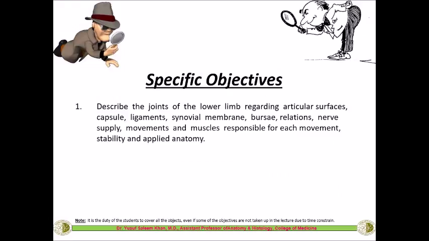The specific objectives for today's topic are to describe all the joints of the lower limb, mainly the bigger joints, regarding their articular surfaces, capsules, ligaments, synovial membranes, bursae, relations, nerve supply, movements, and muscles responsible for each movement, the stability of the joint, as well as the applied aspects related to the specific joints. So this is the objective for today's topic.